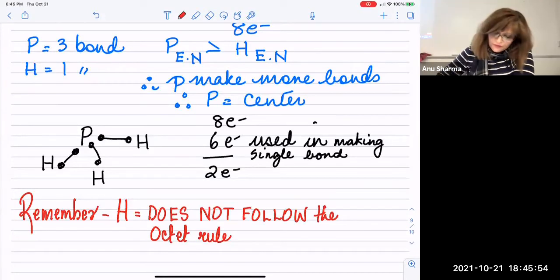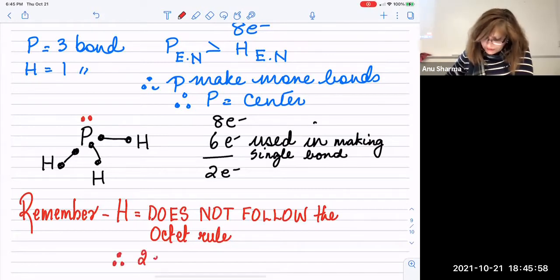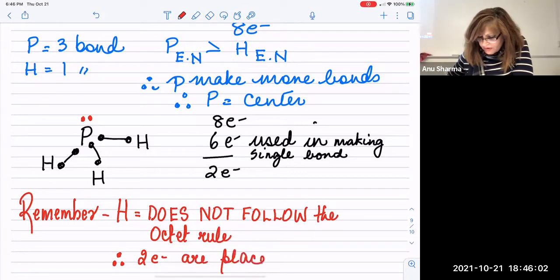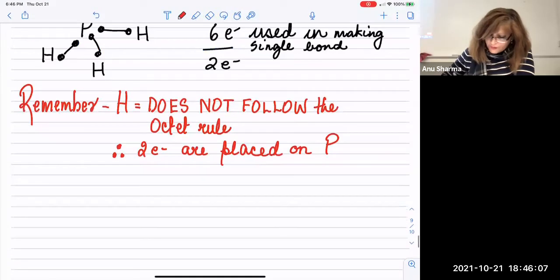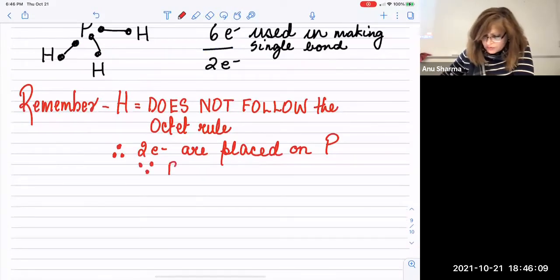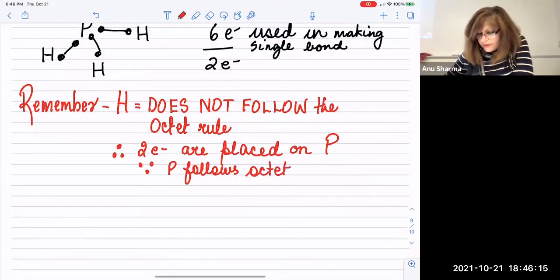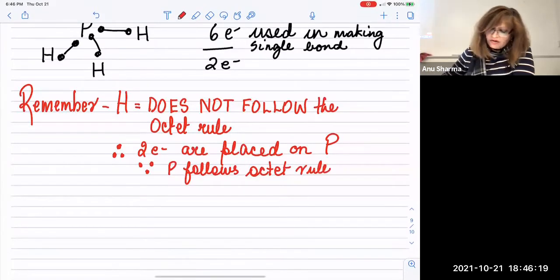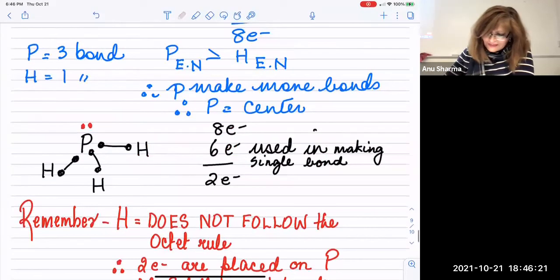Very good. Phosphorus. Therefore, 2 electrons are placed on phosphorus because phosphorus is following the octet rule. Phosphorus can defy the octet rule, but it's following the octet rule also. You see, that's why chemistry is hard, because these atoms just do their own things.